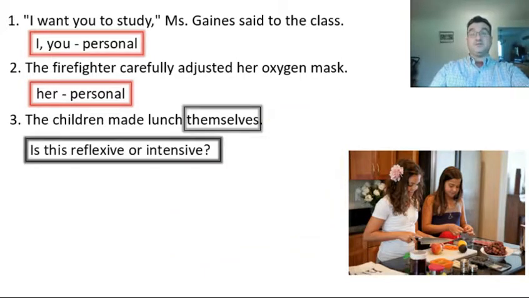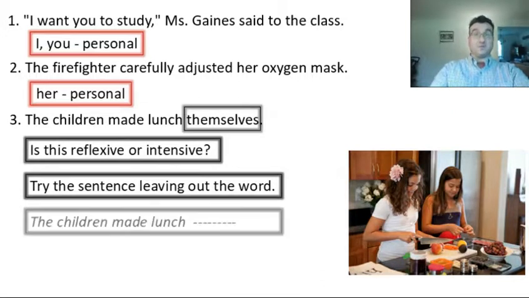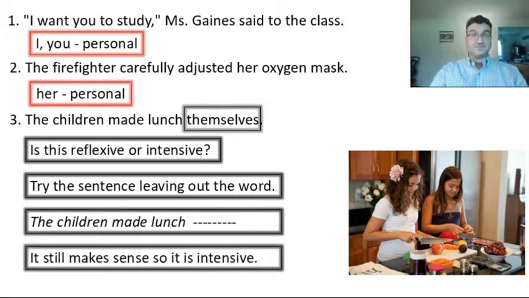To really zoom in and see if it's reflexive or intensive, we can try the sentence with leaving out the word. So we could say, the children made lunch. We left out themselves, but it still makes sense as a sentence. So that's what makes it intensive. Intensive pronouns can be left out of the sentence, and it will still make sense. It's just there for emphasis.